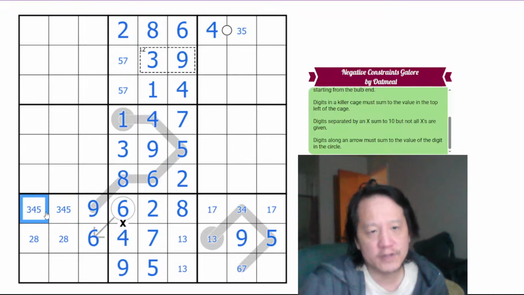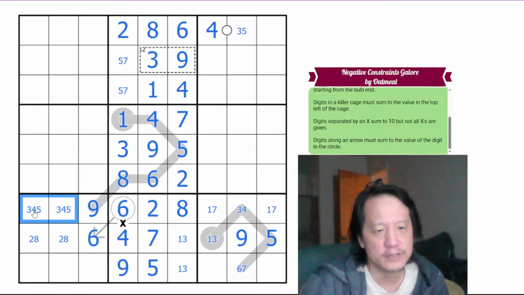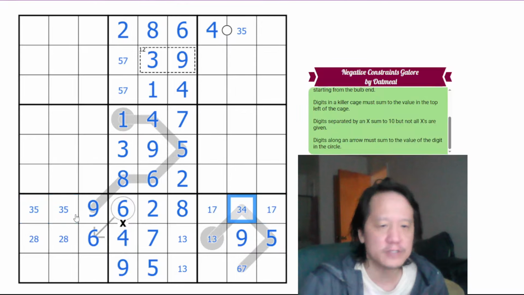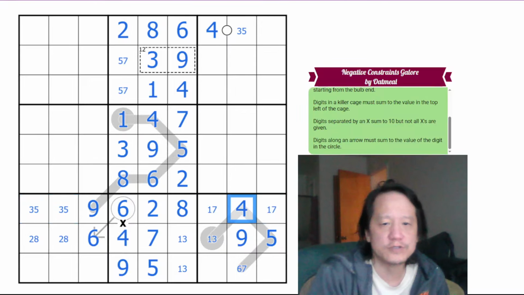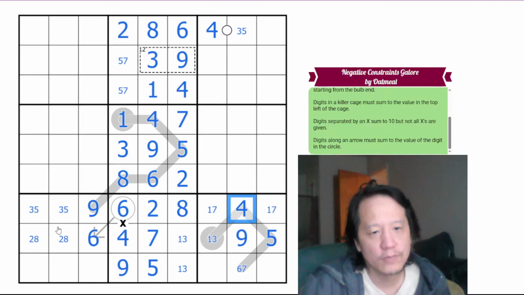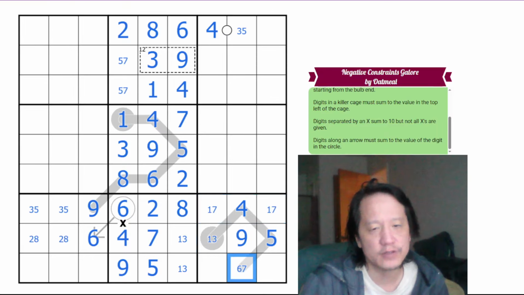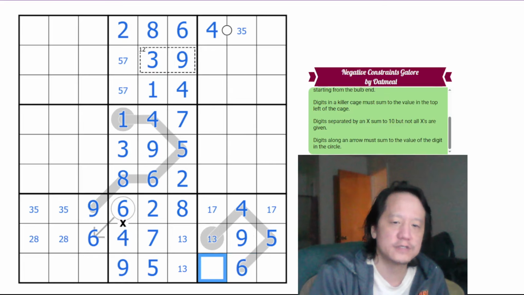So 5 has to be here. If you had a 4 also here, that would be consecutive, so that's not allowed. So this has to be 3 and 5, which eliminates 3 and 5 in the rest of the row. So this is 4. This is a 1, 7 pair, which eliminates 1 and 7 in the rest of the box. So this is 6. This 1, 7 pair eliminates 1 here.